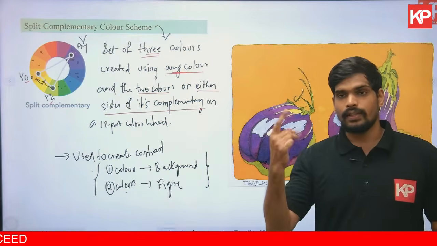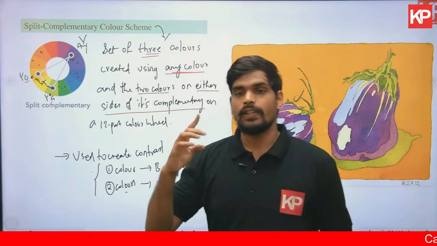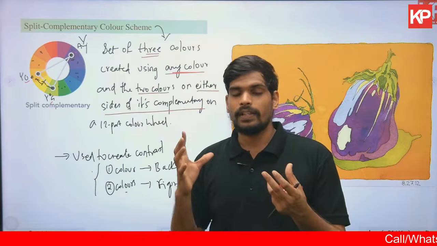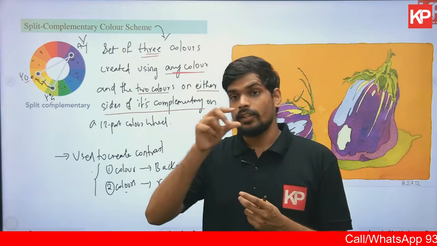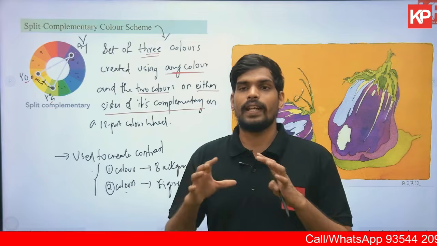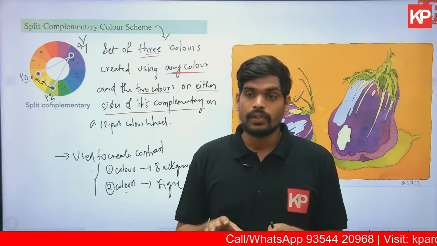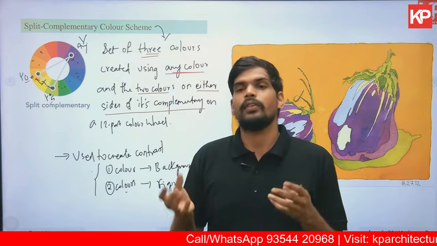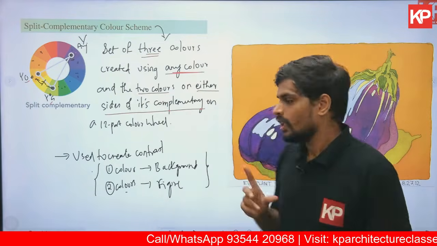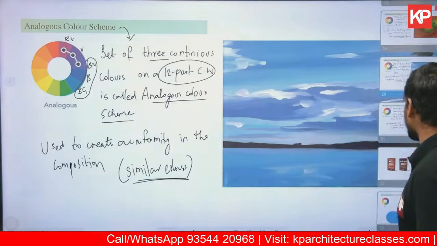So we discussed 3 important color schemes. Contrasting colors are called complementary colors, used to create background and figures on it. Analogous colors, which are continuous, similar colors used to create paintings with uniformity. Third, we discussed split complementary colors, where we use 3 colors to create one background and the remaining 2 colors are used to create figures on that background. So that is about the 3 types of color schemes.